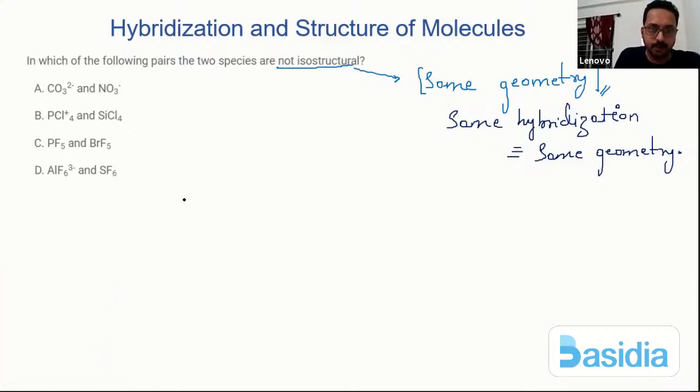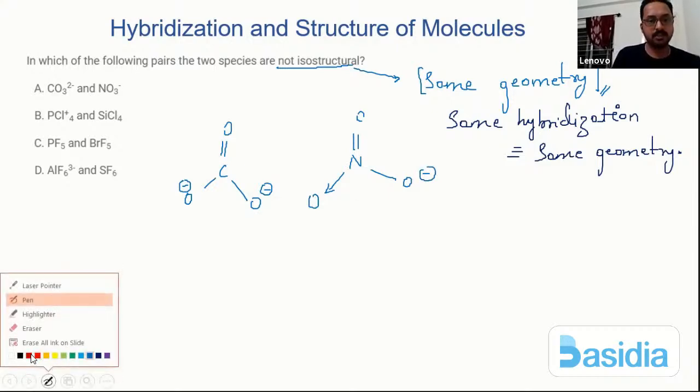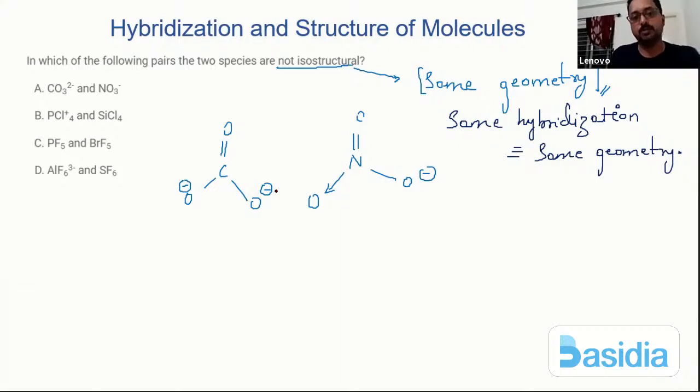When you take the CO3 2 minus, what is the structure? One by one, I'm going to write. So this is my CO3 2 minus structure. Here there's an oxygen, here there's an oxygen, negative charge and a negative charge. Then the NO3 minus structure: nitrogen, double bond oxygen, coordinate bond oxygen, then oxygen with the negative charge. Now check the hybridization. What should be the hybridization for these molecules?